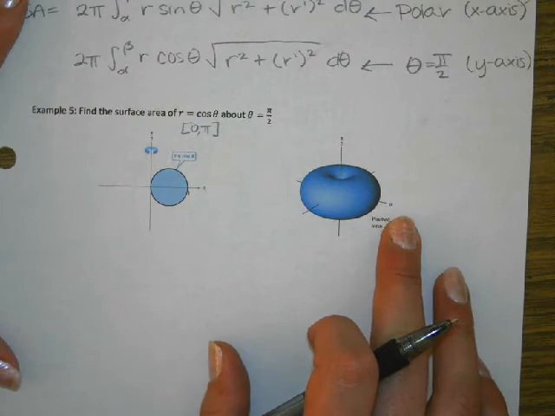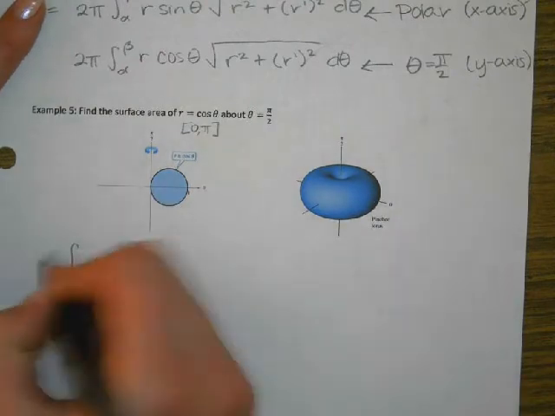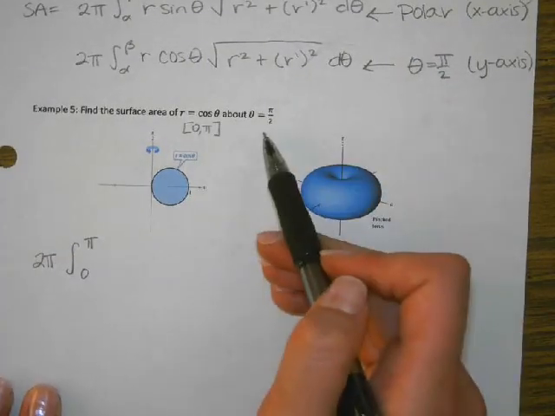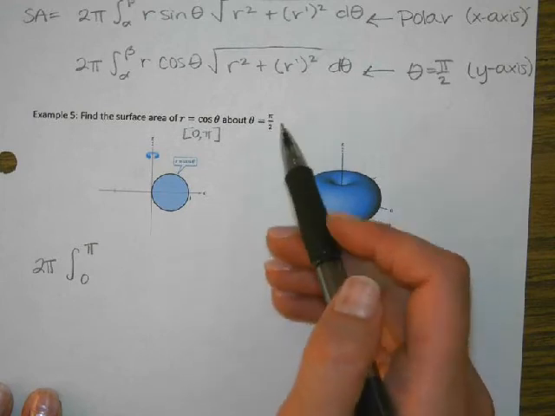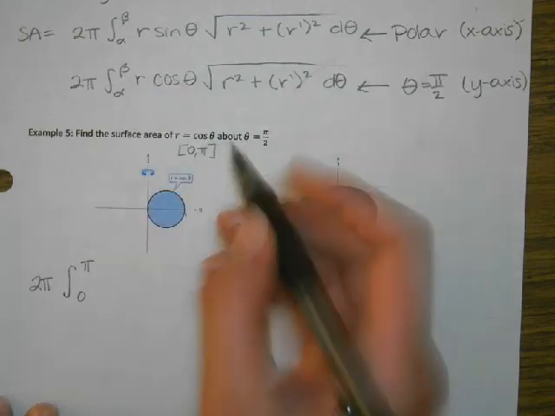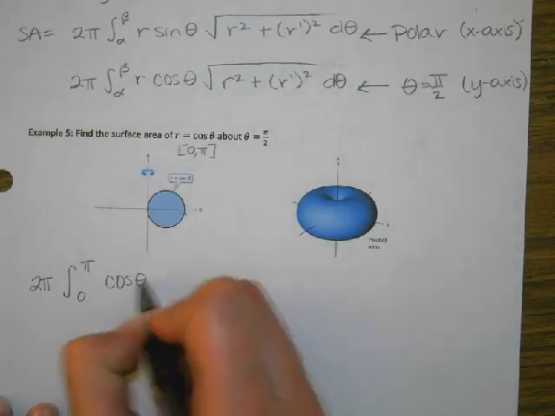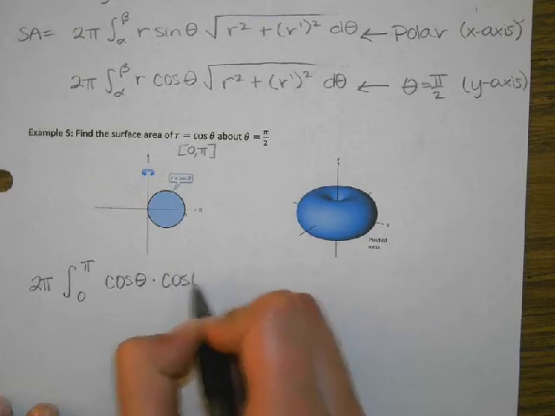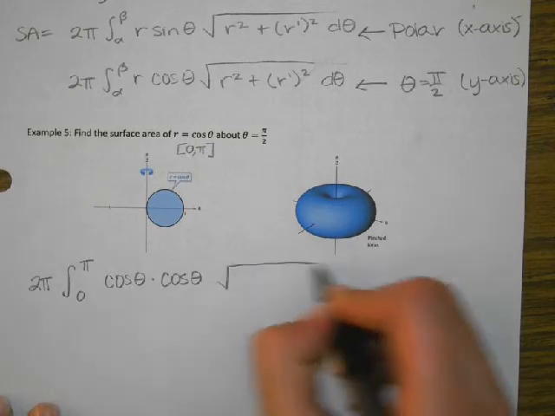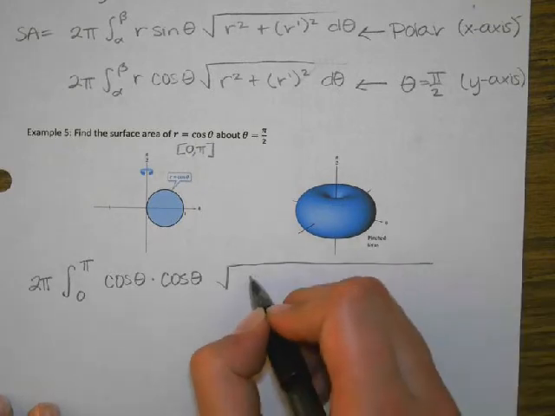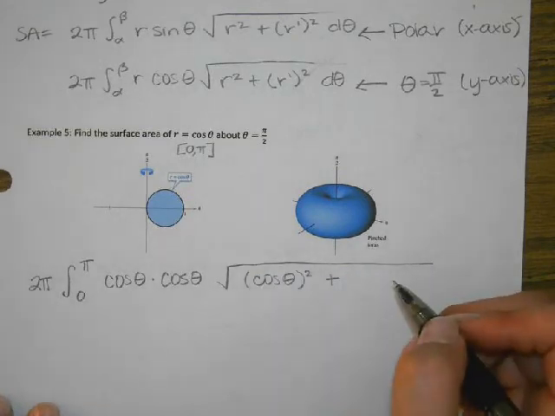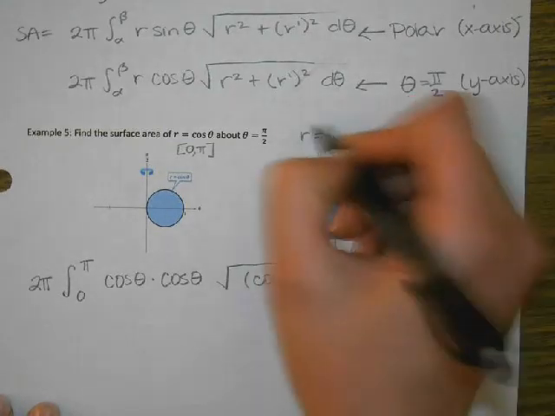So we've got 2 pi in the front. Our interval is from 0 to pi. We are rotating about the y-axis, or about the line theta equals pi halves, so that means it's the cosine. We're going to do r times cos theta. Our r value is cos theta, so we have cos theta times cos theta. And then we have the square root of r squared plus r prime squared.